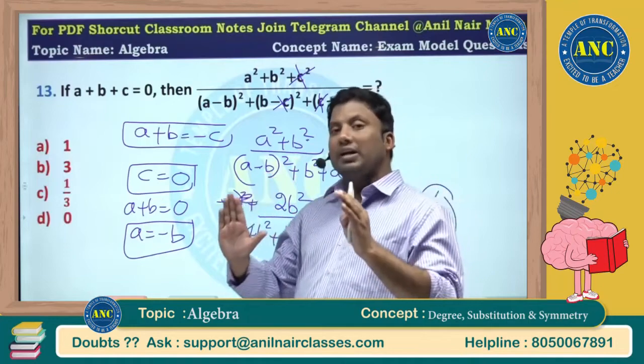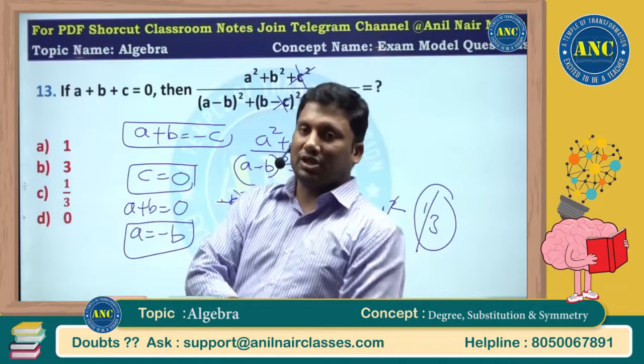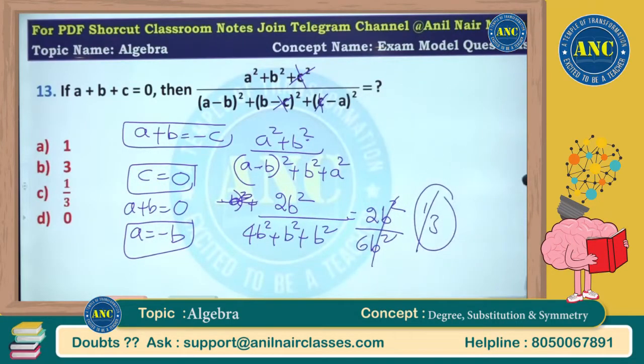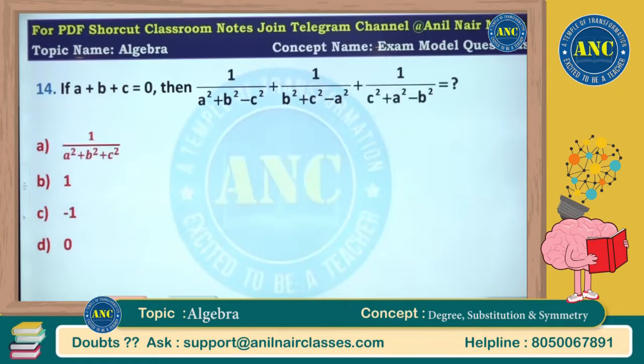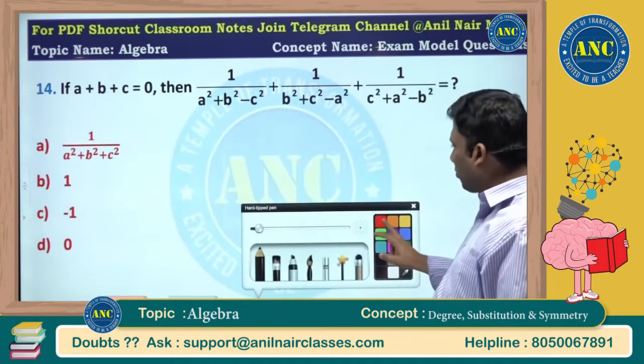Make the dependent variable 0. Whenever the denominator is getting to 0, the dependent variable 0 concept does not work. I hope the idea is clear. Next one, another question.